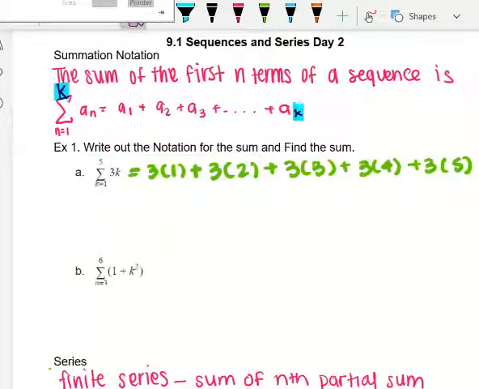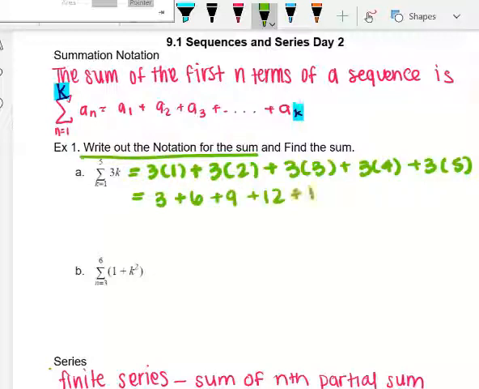And then we could go ahead and expand that out. So it would be 3 plus 6 plus 9 plus 12 plus 15. And this would be our first term, second term, third term, fourth term, and fifth term. Then you could add those all up. So you get 45, and that would be our sum.